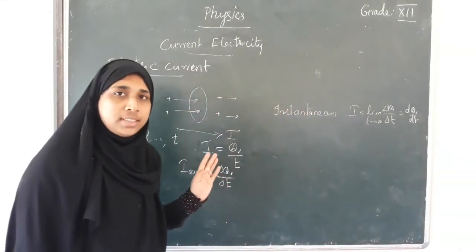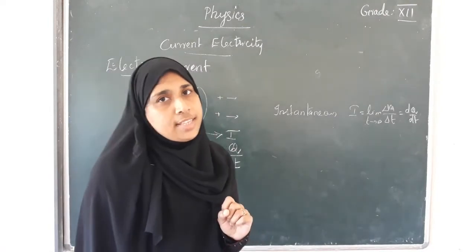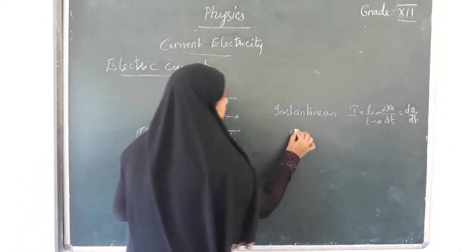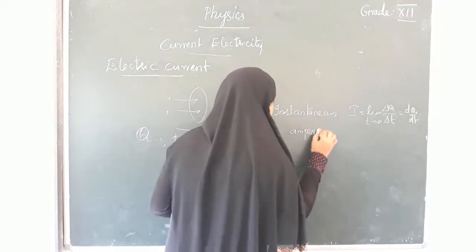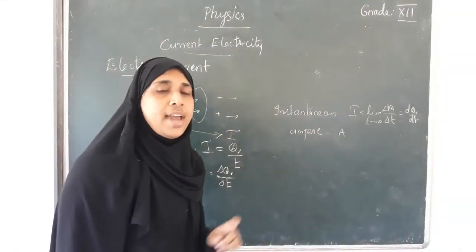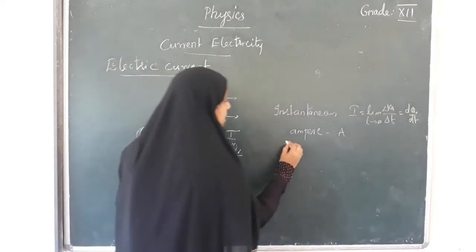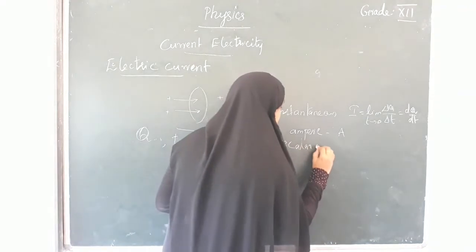This is about current. What is the SI unit of current? The SI unit of current is ampere. And current is a scalar quantity.